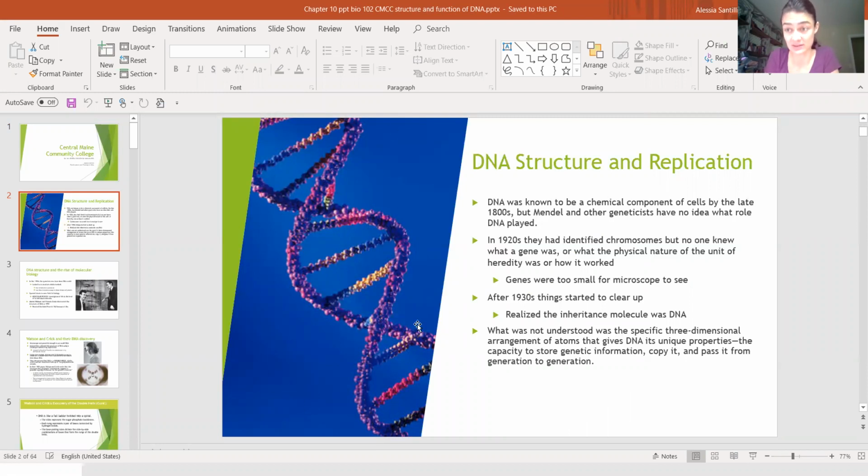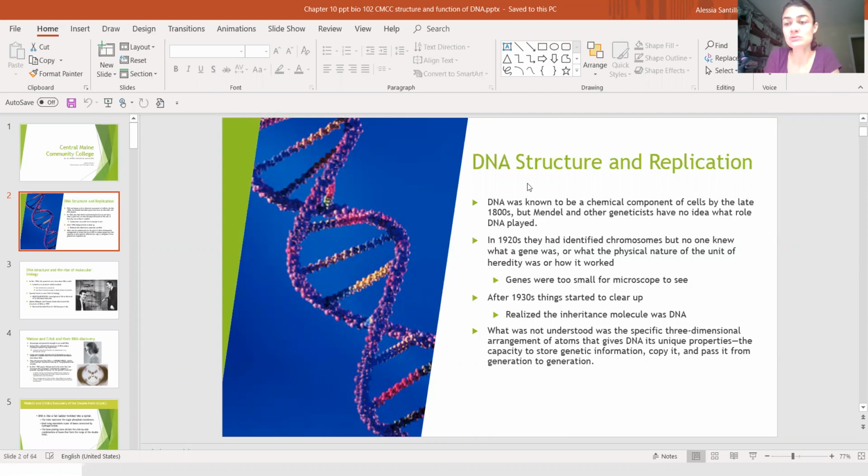And if you know things about biology, which you do by now, to understand how something works and what role a particular thing like DNA has in the world, you need to understand the structure of it. So let's do a brief history lesson on the discovery of DNA.